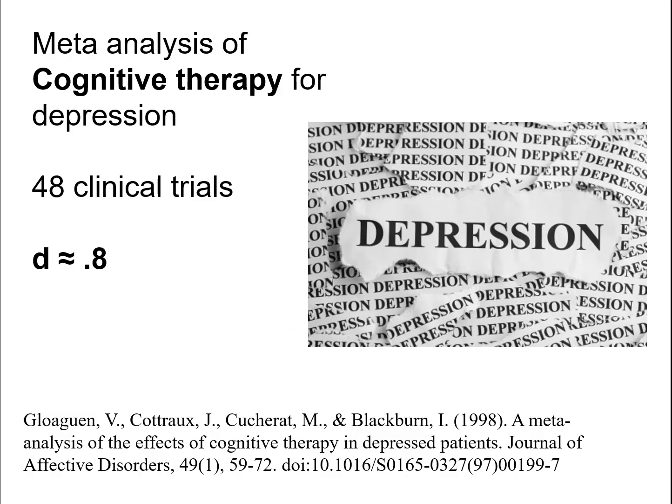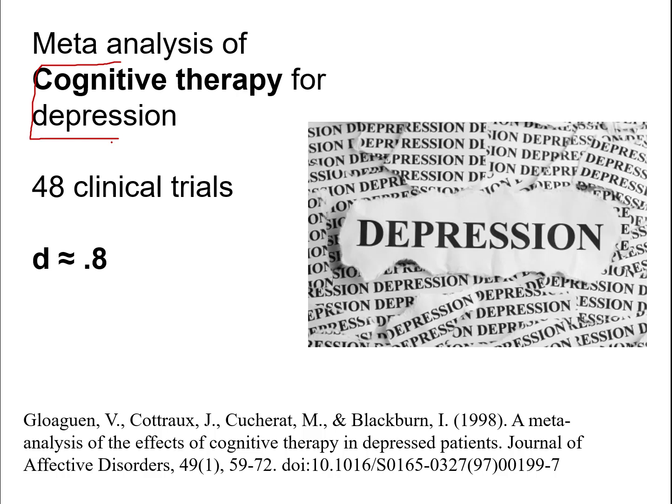So we've been looking at a d-statistic effect size of 1. What about a d-statistic of 0.8? This would be a little bit smaller, but still a large effect size. What's an example of something that we can treat that will produce a d-statistic of 0.8? Well, one good example of this is cognitive therapy for depression.